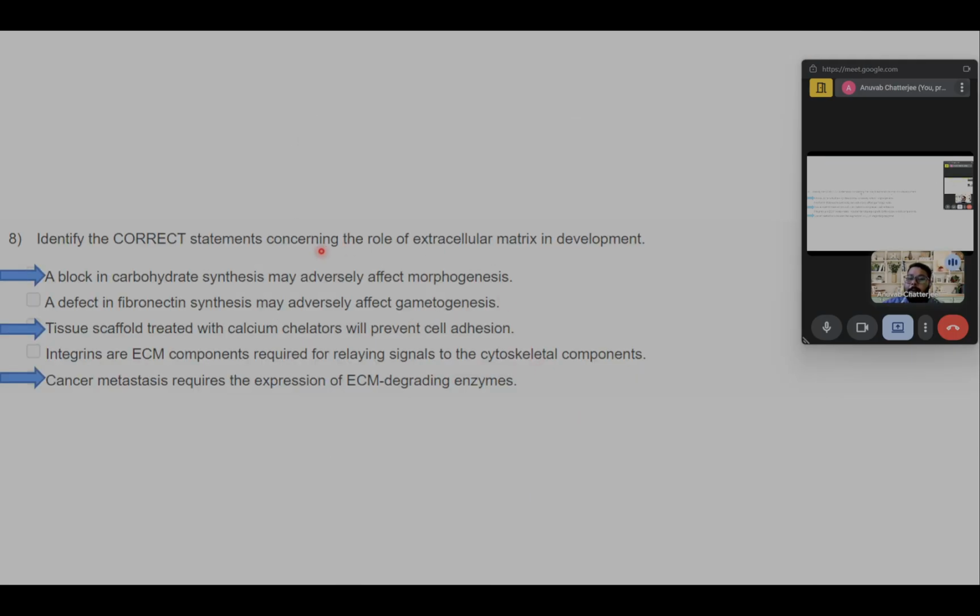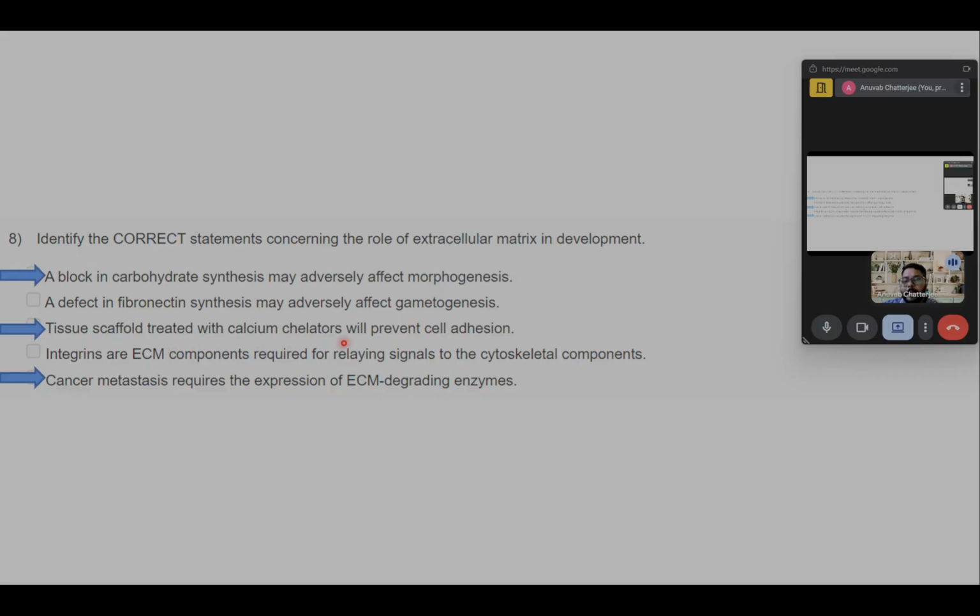Okay, so coming back to the question now, which are the correct statements regarding role of extracellular matrix in development? A block in carbohydrate synthesis may adversely affect morphogenesis. This is true because ECM is made out of carbohydrates and protein modified by carbohydrates. With a block in carbohydrate synthesis, you do not have good ECM. So ECM, which actually causes morphogenesis via various methods, is inhibited because of this.